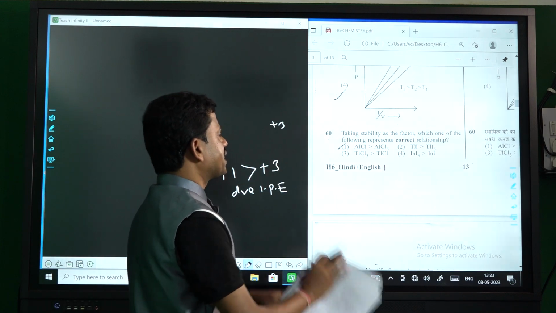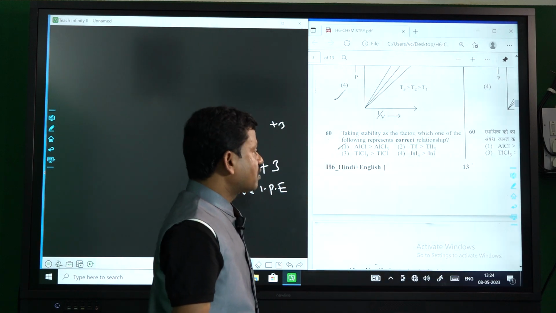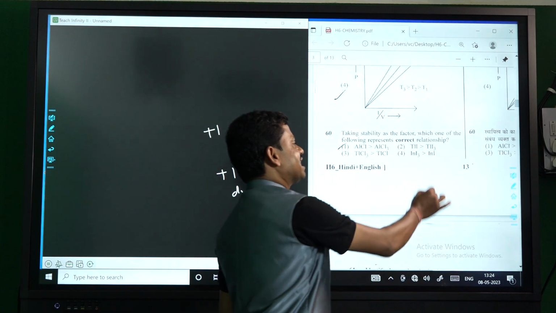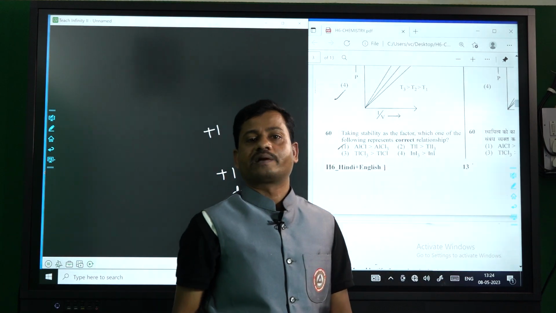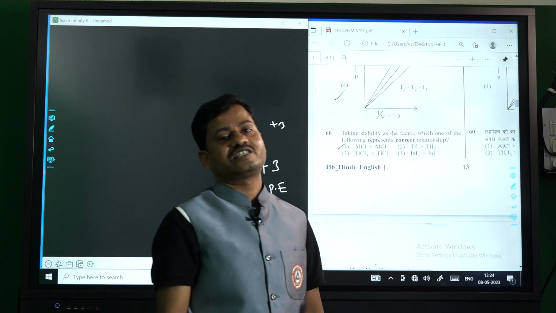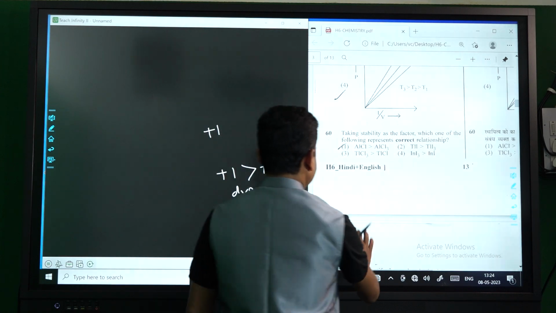So we don't require the other options. The correct option is 2, because in that case it shows the +1 oxidation state and in that case the +3 oxidation state. So for the heavier elements, the +1 oxidation state is more stable as compared to the +3 oxidation state due to the inert pair effect. So the correct option is 2.